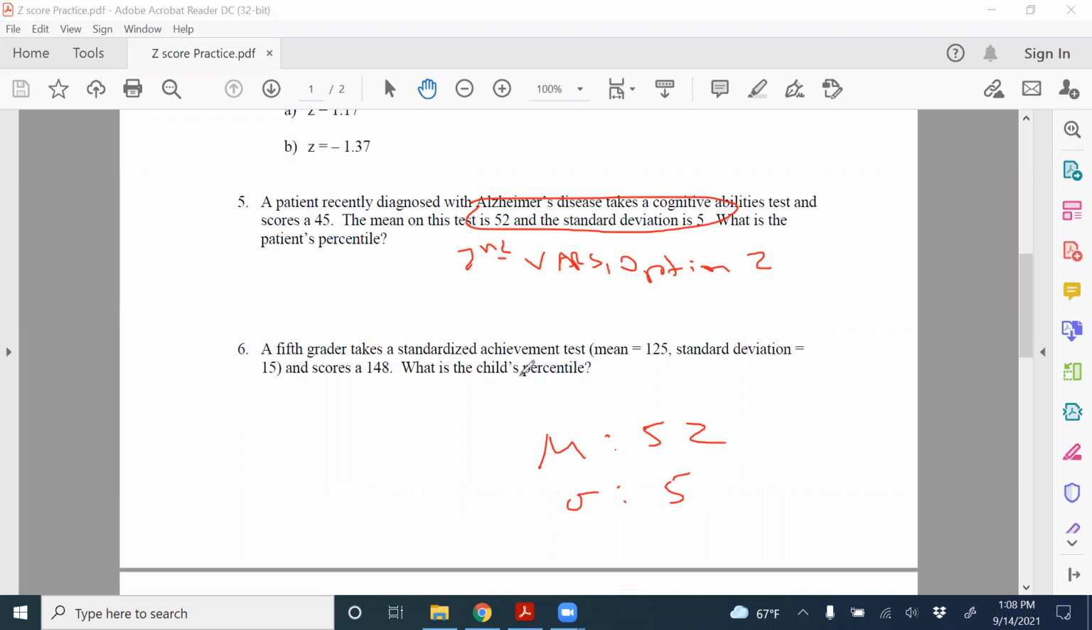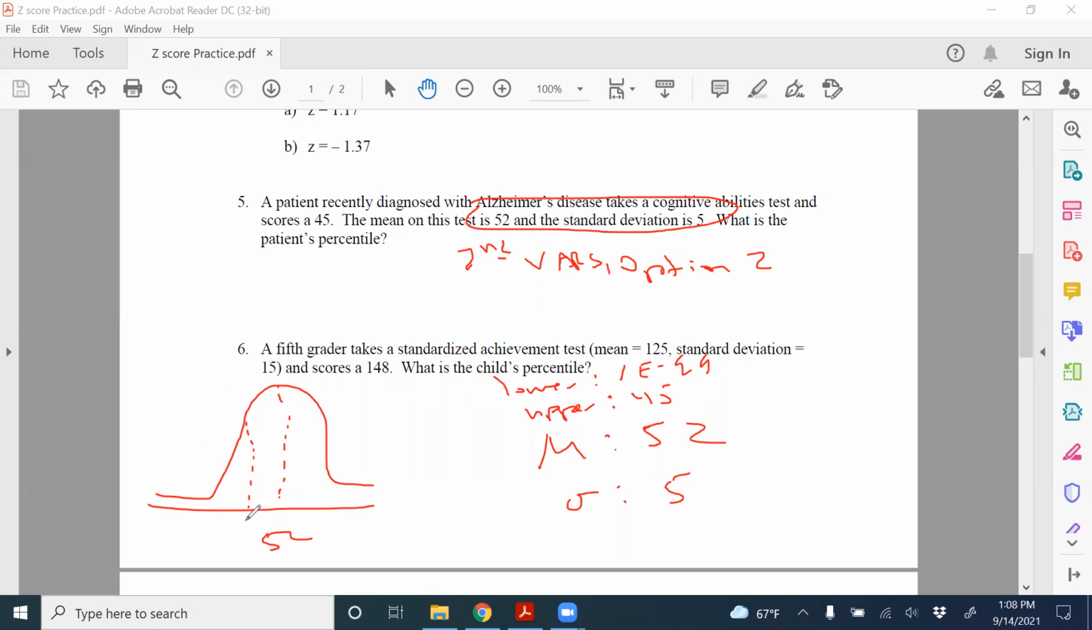You want the patient's percentile, so you're going to say the upper is 45 and the lower is going to be 1E negative 99. That way, what the calculator is going to tell you is the percent of the normal curve that's shaded to the left of 45. So if the middle is at 52, then this is at 45, and it's going to give you all this area right here.